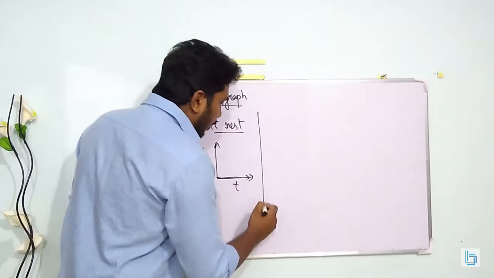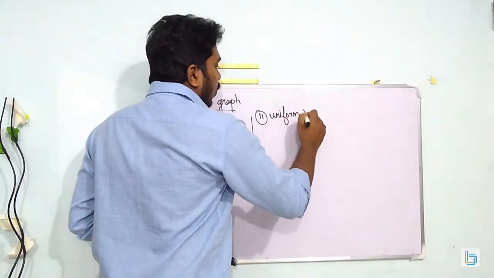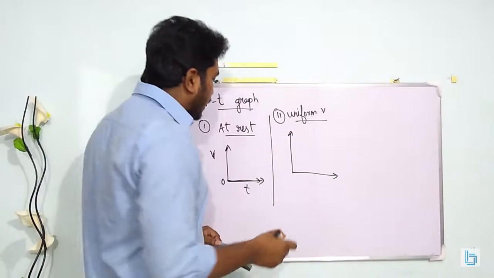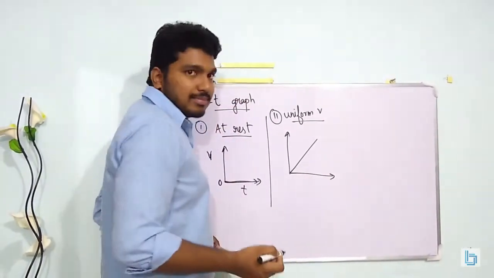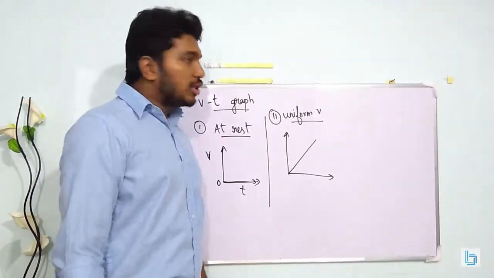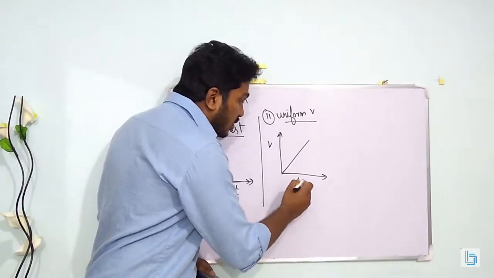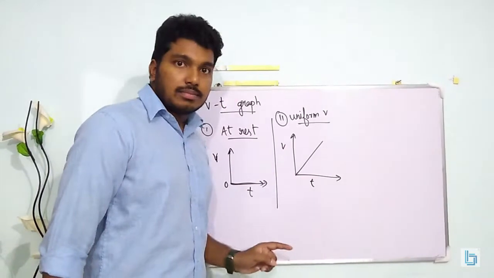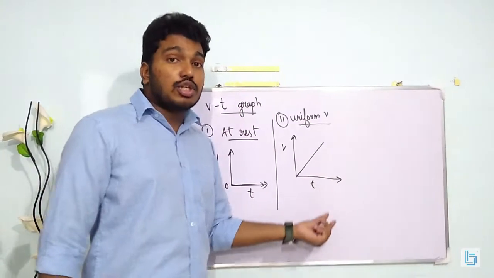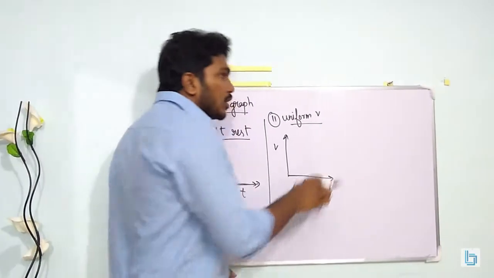Okay. Now, suppose the object is moving with a uniform velocity. Then the VT graph will be... Is this the graph? Tell me, is this the graph for an object moving with a uniform velocity? As you can see here, the velocity is actually increasing with time. If it is uniform velocity, the velocity should not be increasing, it should remain constant, right? So here the velocity is increasing with respect to time, so that is not the graph.